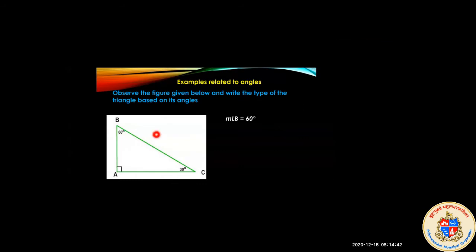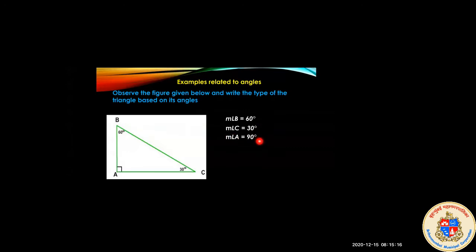First, measure of angle B is equal to 60 degree. So measure of angle B is how much? It's a 60-degree angle. Now measure of angle C is equal to 30 degree. So we'll write the measurements. Measure of angle B is equal to 60 degree. Measure of angle C is equal to 30 degree. Now this symbol means what? It's a 90-degree angle. So we will write measure of angle A is equal to 90 degree.